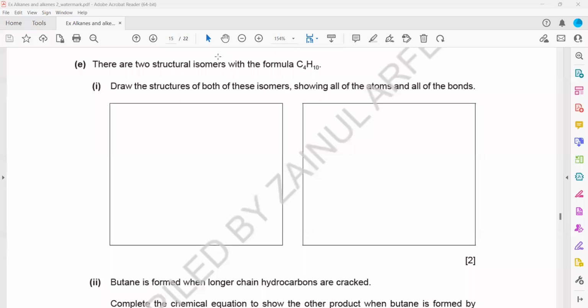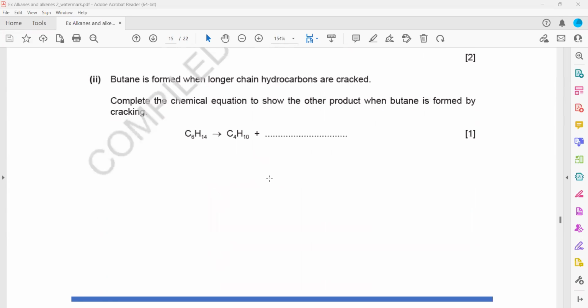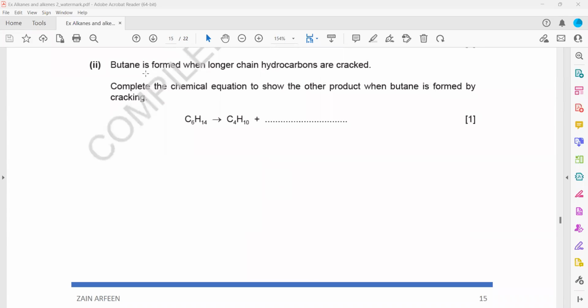Then there are 2 structural isomers of C4H10. It's the same thing we did before: 2-methyl propane and butane. No need to draw again, we did it in the previous question. You draw 4 carbon atoms in a straight chain, and 3 in a straight chain with 1 as a branch, then put hydrogen according to the number of bonds available. Butane is formed when longer chain carbons are cracked. Complete the equation for this.